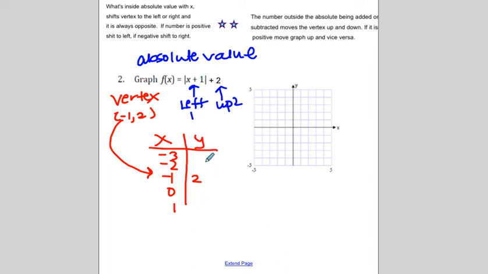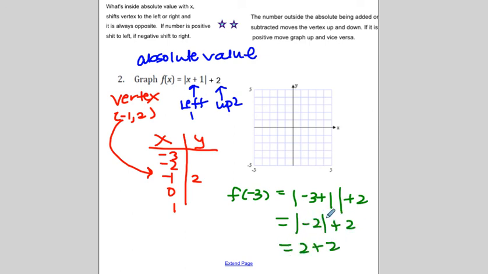So I plug -3 in. So f of -3 equals the absolute value of -3 plus 1 plus 2. When people graph these, a lot of times they forget the absolute values. Just be careful. So -3 plus 1 is -2. Plus 2, the absolute value of -2 is 2, plus 2, so you would get 4.